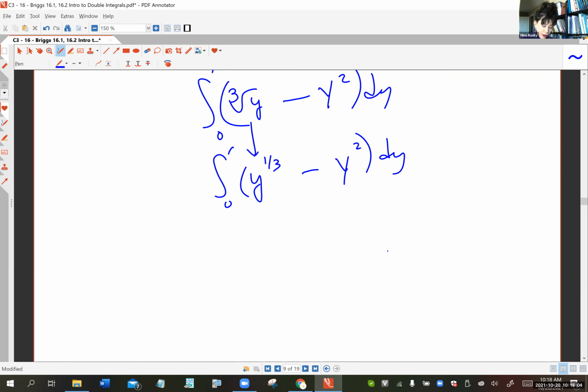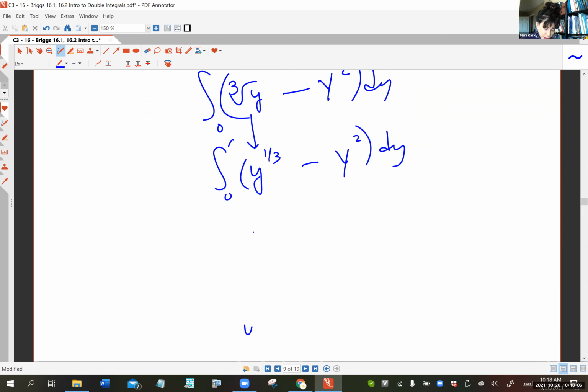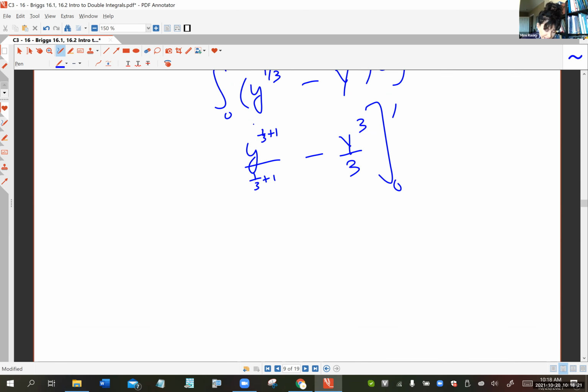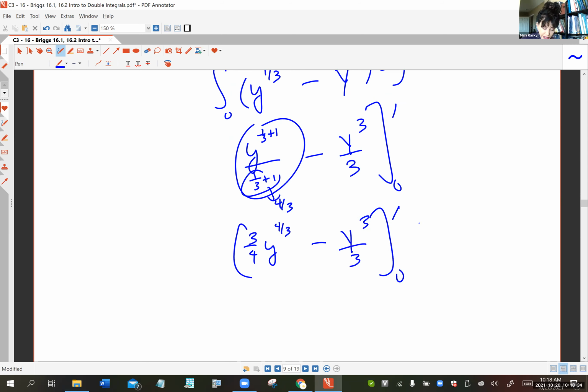So applying the power rule, the antiderivative of y to the 1/3 is y to the 1/3 plus 1, divided by 1/3 plus 1. And then the antiderivative of y squared is y cubed over 3. And before I evaluate this antiderivative between the limits, let's clean that up. 1/3 plus 1 is 4/3. And dividing by 4/3 is the same as multiplying by the reciprocal, 3/4. So now let's go ahead and evaluate at the limits.